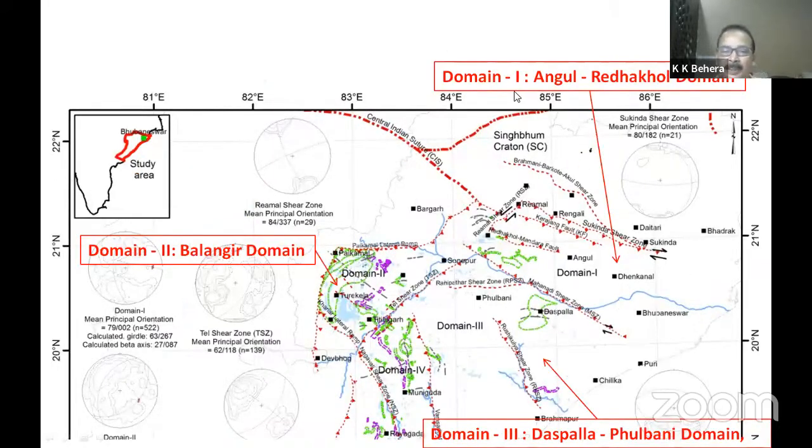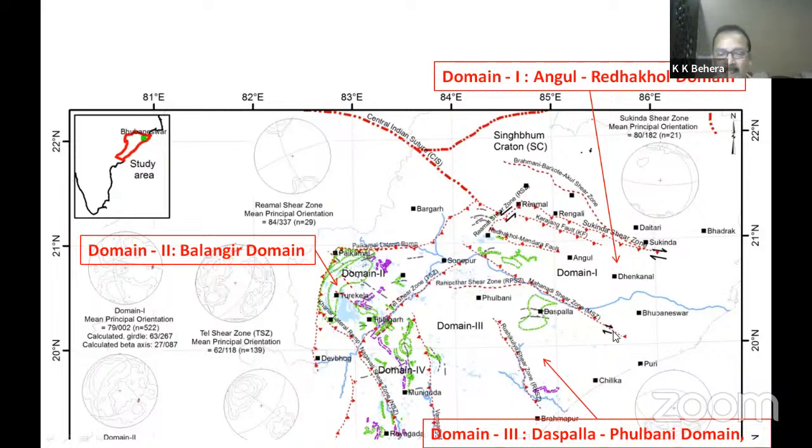Starting from the north, this is domain 1, Angul Redhakhol domain. This is the Sukinda thrust or Sukinda shear zone. Domain 1 lies south of the Sukinda shear zone, north of the Mahanadi shear zone, and west of the Riyama shear zone. That is domain 1, the Angul Redhakhol domain. And domain 2 is the Balangir domain, which lies west of the terrane boundary shear zone, east of the terrane shear zone, and west of the Tel shear zone.